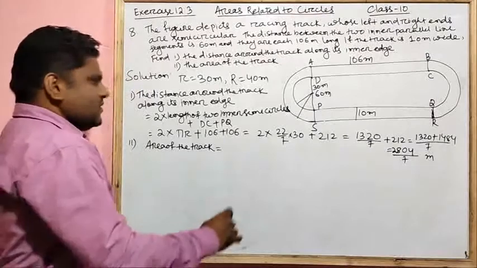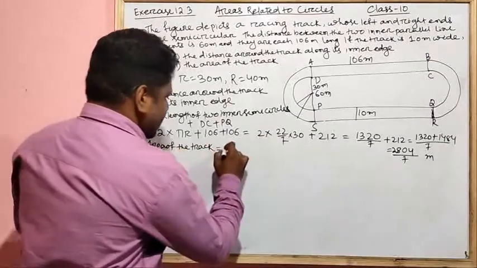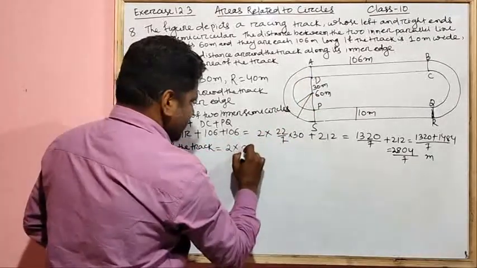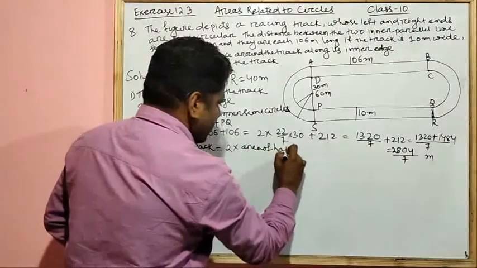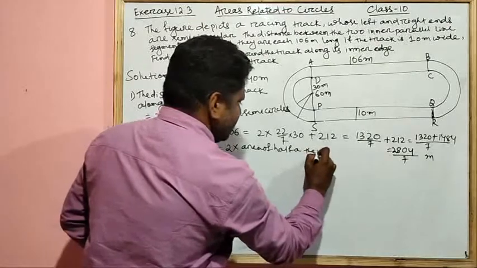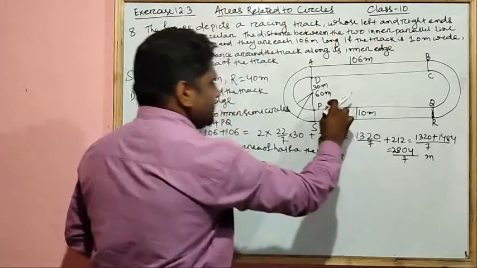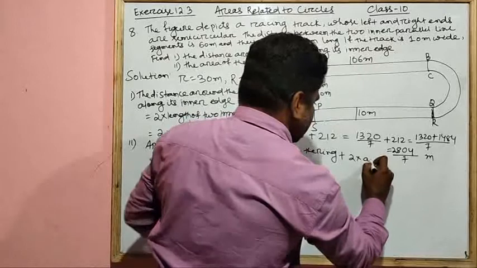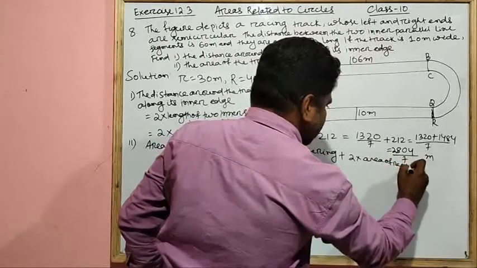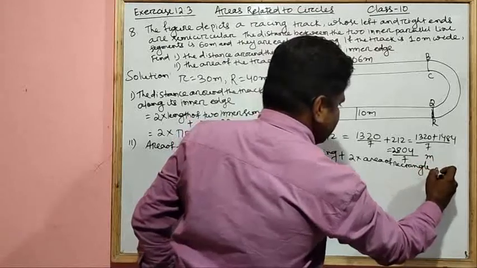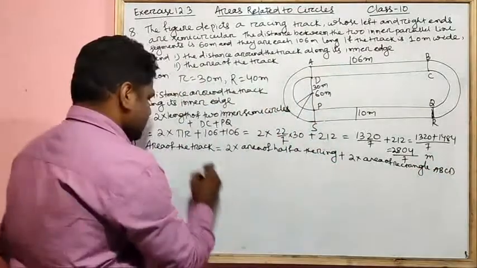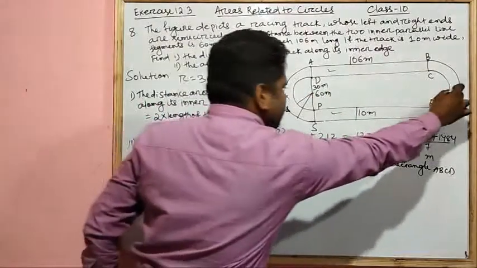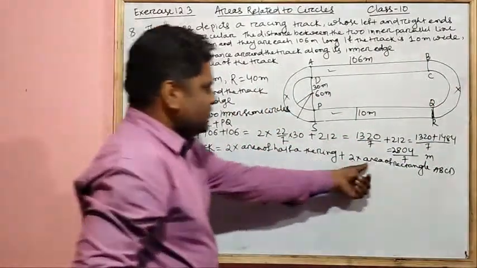So we have to write area of the track equal to 2 into area of half of the ring, plus 2 into area of rectangle ABCD, because area of this one and area of this one is equal, and area of this one and area of this one is equal. So I have written 2 into this much and 2 into this much.